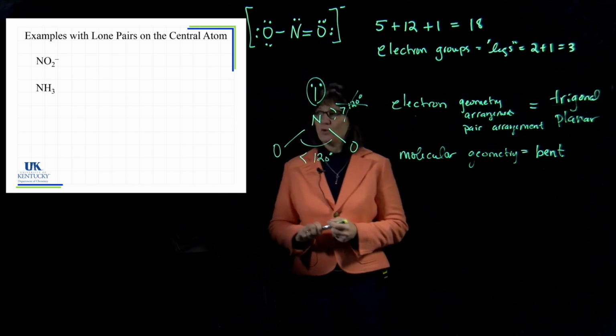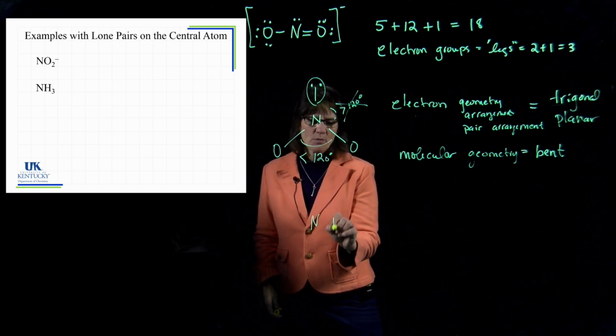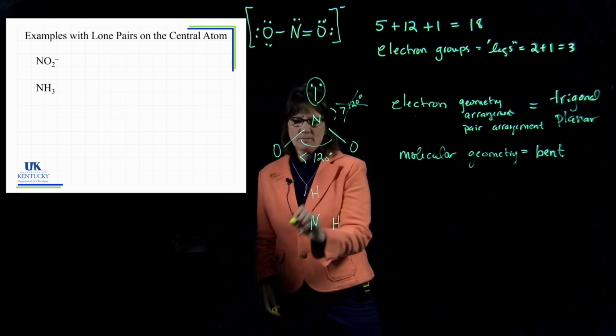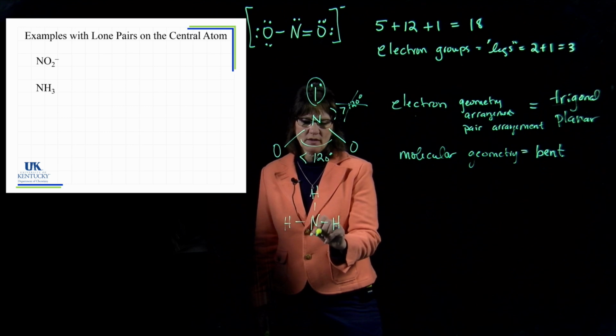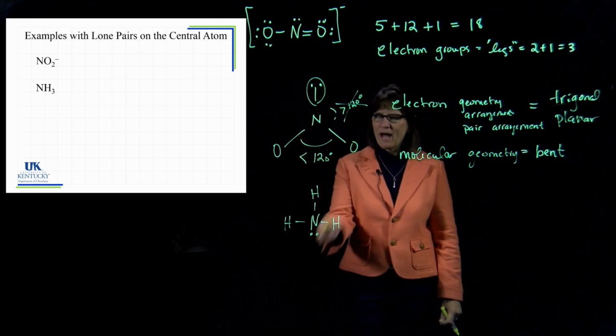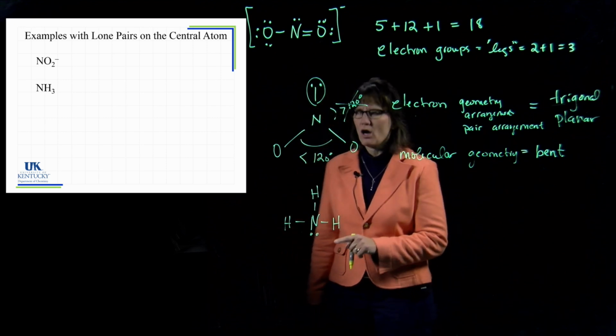NH3. All right, so we're going to do a Lewis structure because that's always where we start for NH3. We have nitrogen surrounded by 3 hydrogens. I'm just going to jump straight to the Lewis structure. Straight to the Lewis structure, it looks like this. Now we're going to count our legs, okay? Counting the legs or the electron groups.